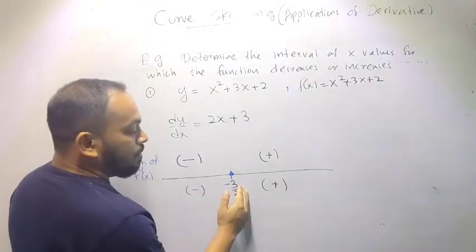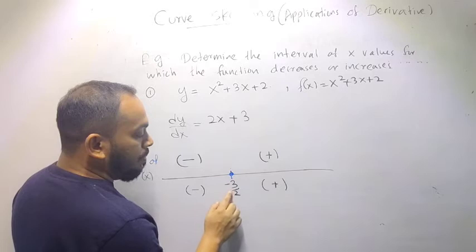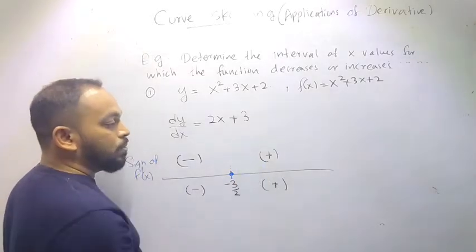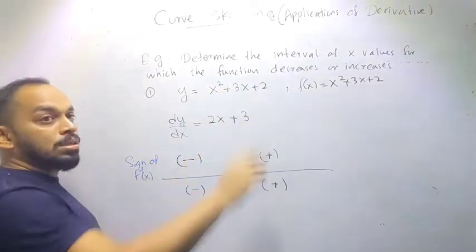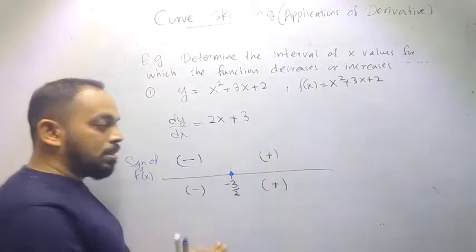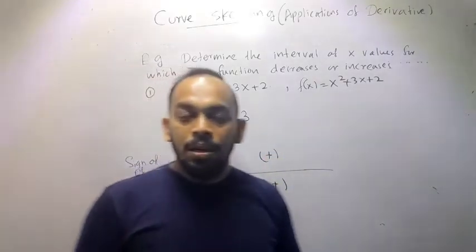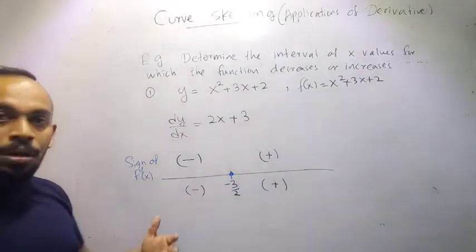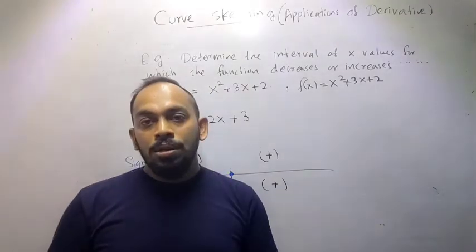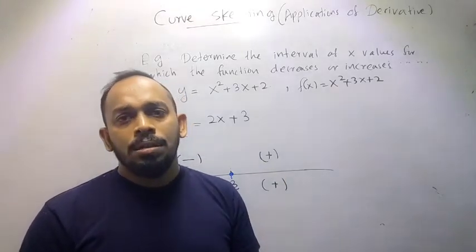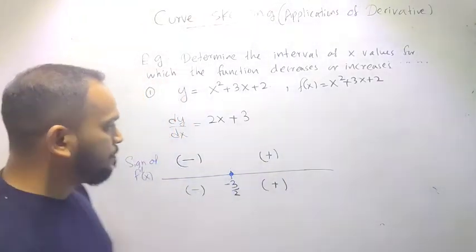When x is greater than minus 3 by 2, the sign is positive. Positive implies the function is increasing. So it can increase in this manner or this manner. We still don't know. We are still figuring things out. So don't rush into this one, because this is very important. There will be a complete question based on these things, right? Based on this one and the next type of application, the practical applications.